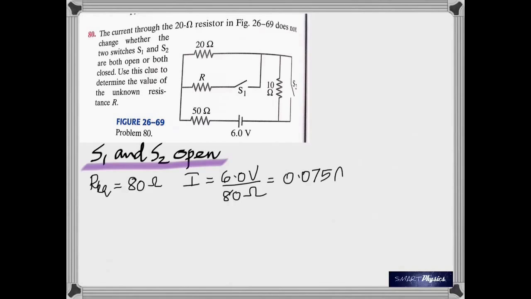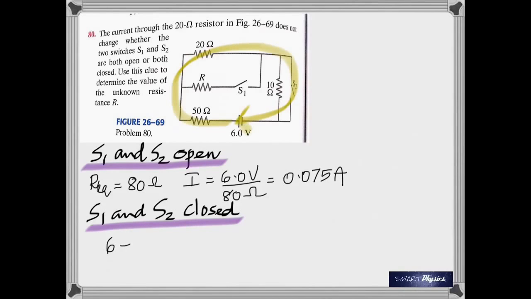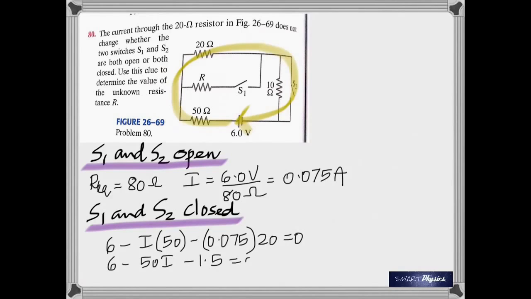This gives 0.075 ampere. Now if S1 and S2 are closed and you consider the outer loop as shown, the whole outer loop, and apply Kirchhoff's second rule, which is the loop rule, to that, you get 6 minus I times 50 minus the current through 20 ohms, which is given, times 20 is equal to 0. Solve for I. I is 0.09 ampere.